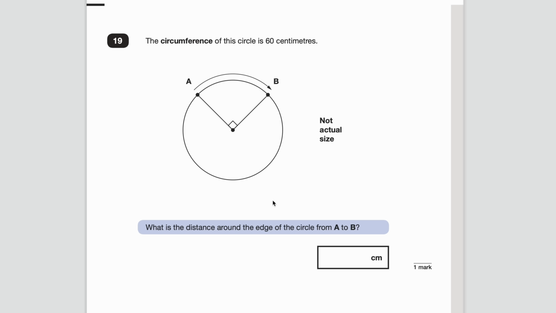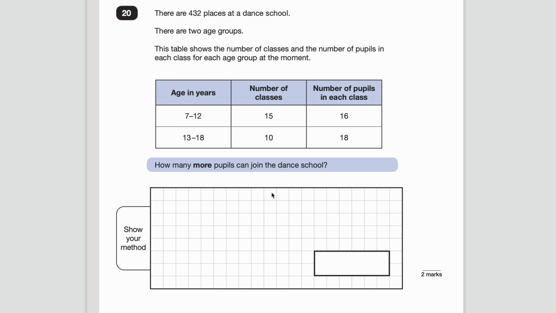So if we've got just 1/4 of the whole circumference, then we can divide it by 4, and that will give us our answer. What's 60 divided by 4? It's 15. If you're not sure how to do that, half it and half it again. So half of 60 is 30, half it again is 15. That's your answer. Number 20, there are 432 places at a dance school. There are 2 age groups.